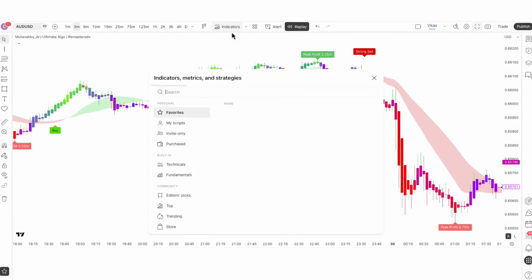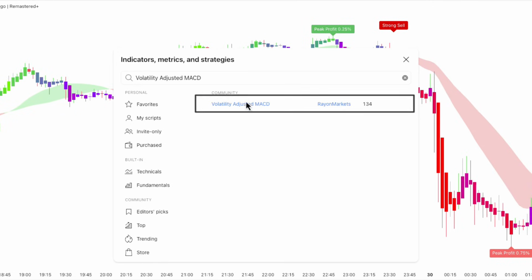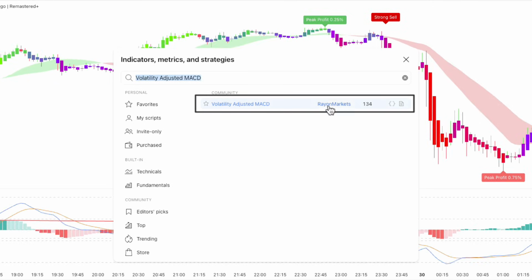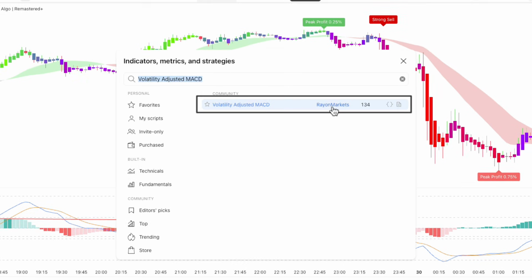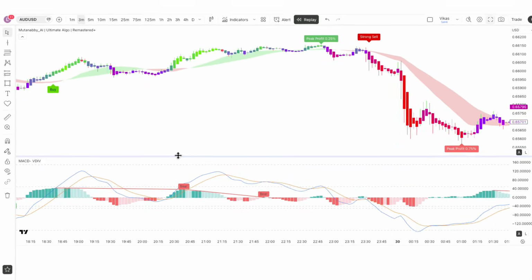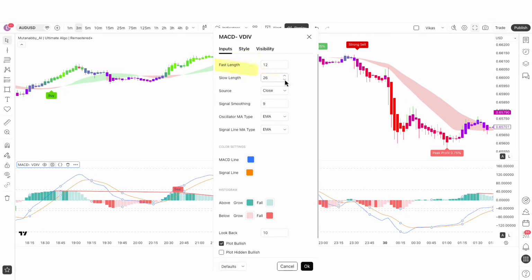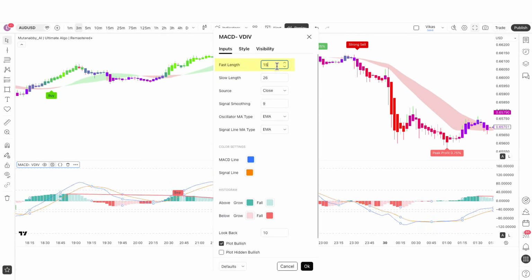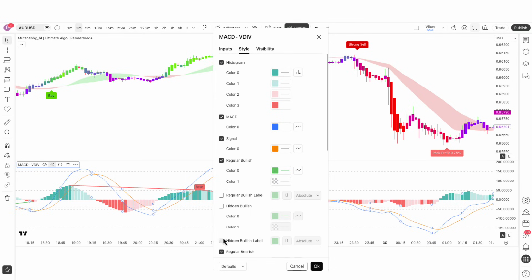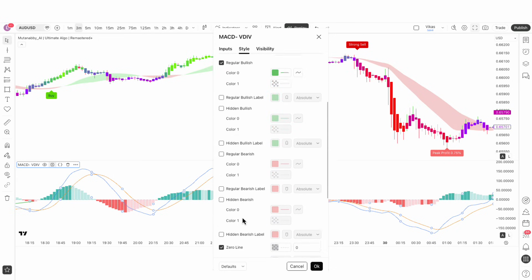Let's go to the Indicator Search tab, search Volatility Adjusted MACD, and select this one called Volatility Adjusted MACD, created by Rayon Markets. Now let's access the settings of this indicator, so we can modify it to suit our strategy. We change fast length from 12 to 15. After that, change oscillator MA type from EMA to SMA. We have to keep these options hidden. And here everything is fine after that.